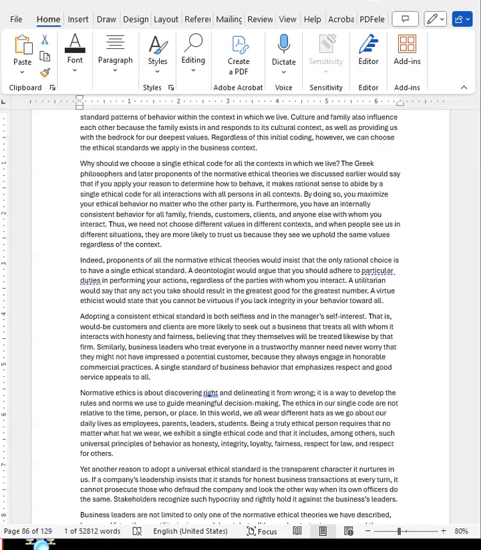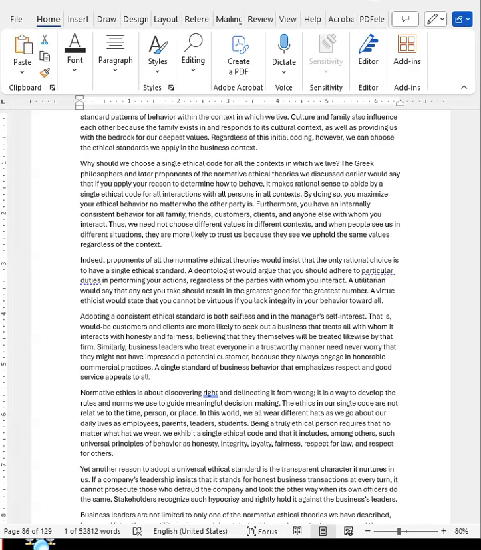Similarly, business leaders who treat everyone in a trustworthy manner need never worry that they might not have impressed a potential customer, because they always engage in honorable commercial practices. A single standard of business behavior that emphasizes respect and good service appeals to all.